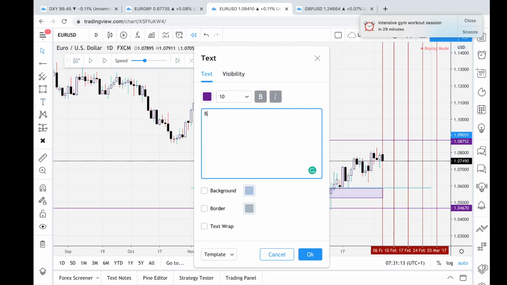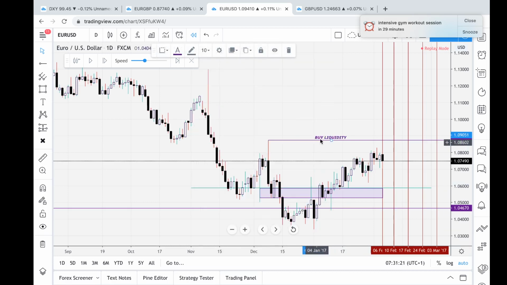So we're going to keep buy liquidity. Okay, so buy liquidity resting off that level. And definitely we could look at this level for potential bullishness in the marketplace.